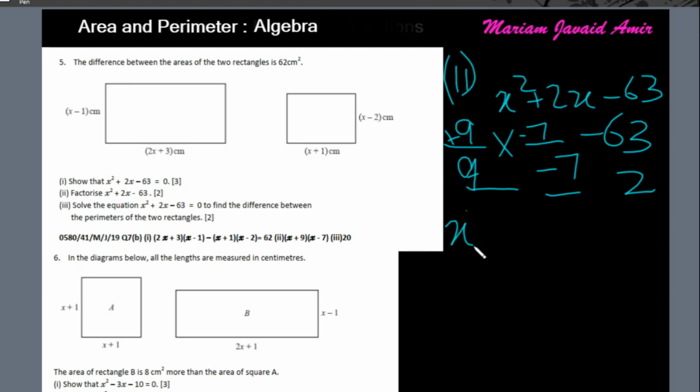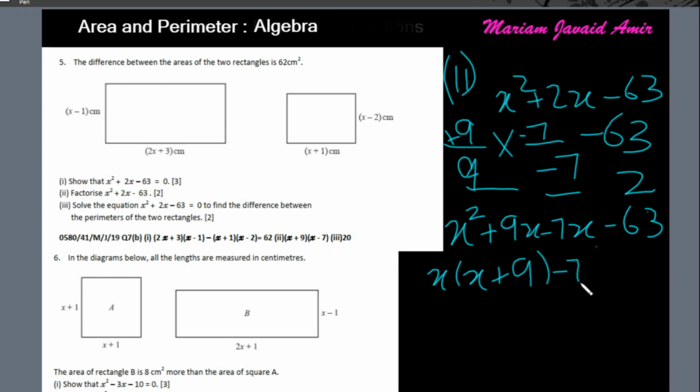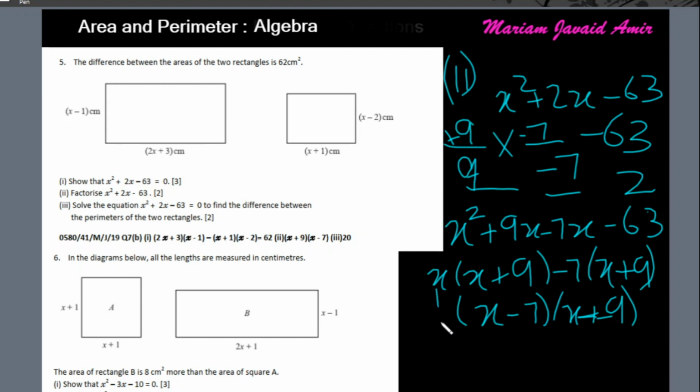So I'll break the middle term to 9x minus 7x minus 63, and x is common in the first two, x plus 9, and minus 7 is common in x plus 9. So I get x minus 7, x plus 9. Okay, this was part 2. In part 3 we have to solve this equation.